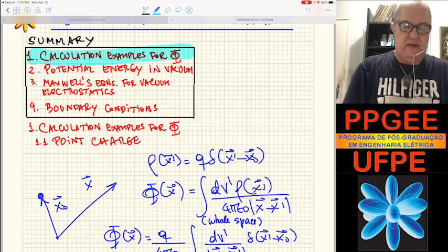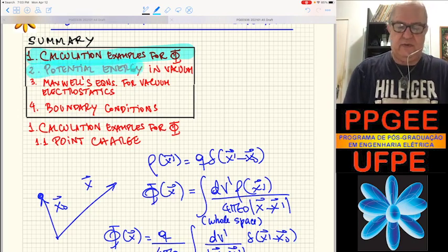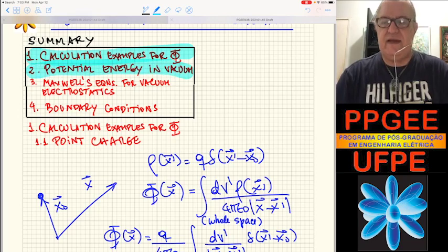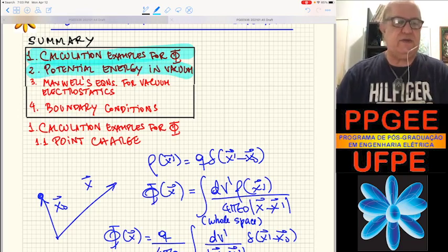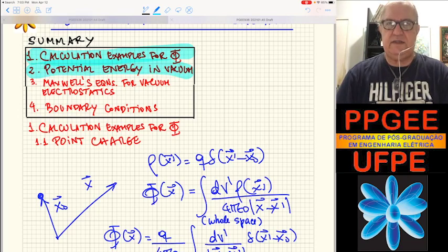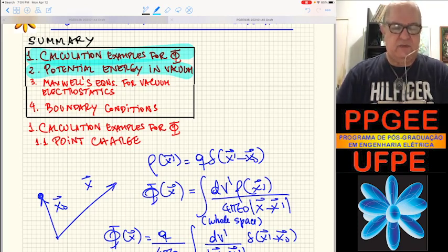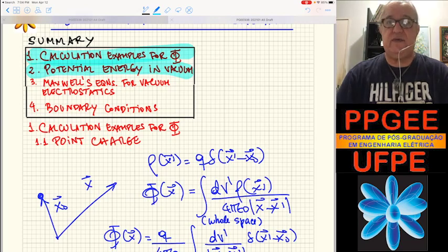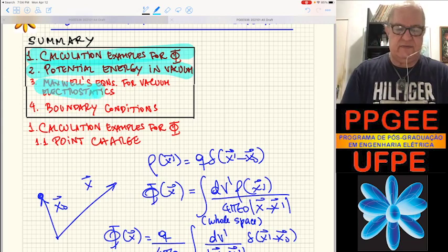Then we are going to define the energy of an electrostatic system in vacuum, a set of charges in vacuum, what would be the energy to maintaining those charges together, energy of the system. Then we can conclude that with Maxwell's equations for the particular case of electrostatics in vacuum, okay?